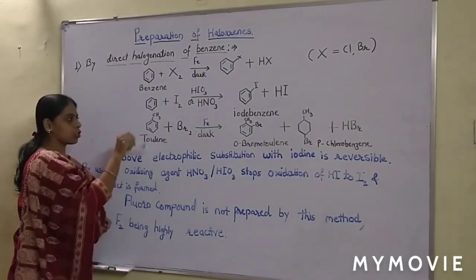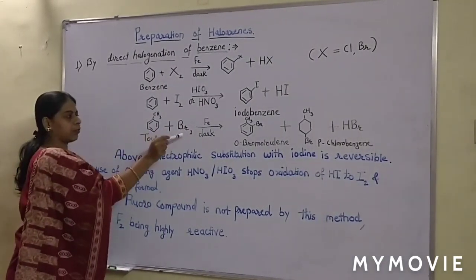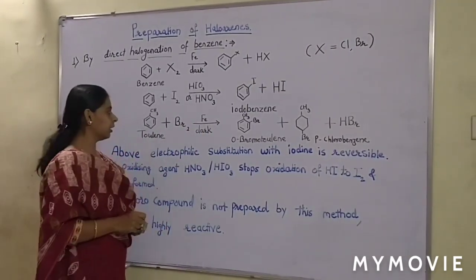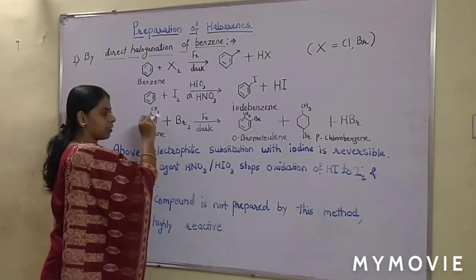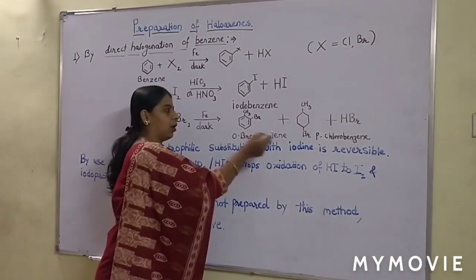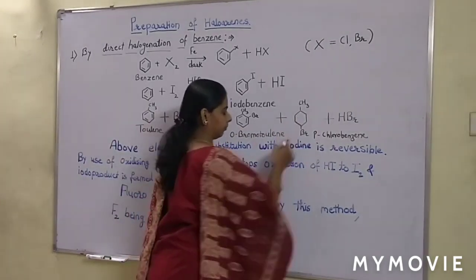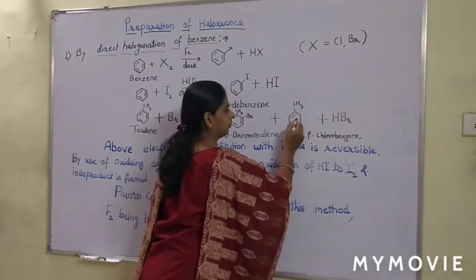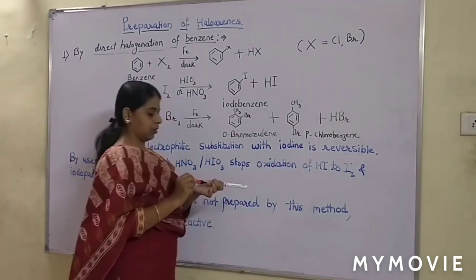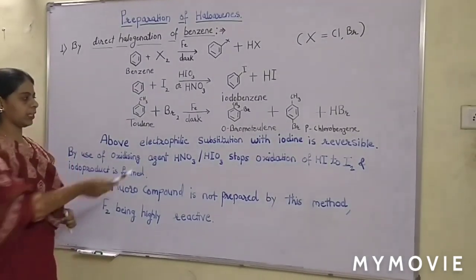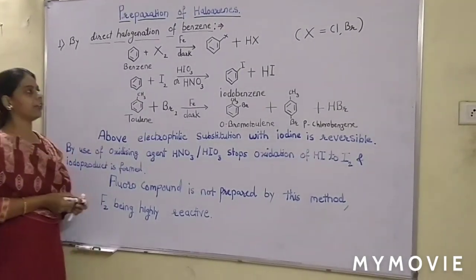Now the next reaction is toluene. Toluene reacts with Br2 in presence of Fe in dark condition. One of the Br is replaced in place of hydrogen. So here we are getting ortho-bromotoluene or para-bromotoluene and HBr.